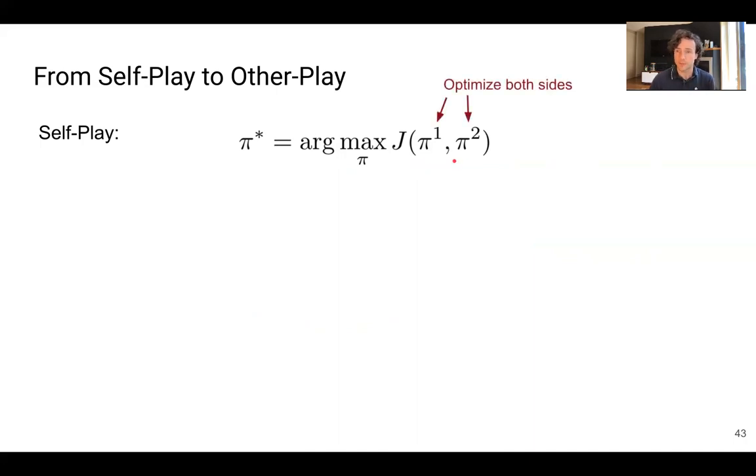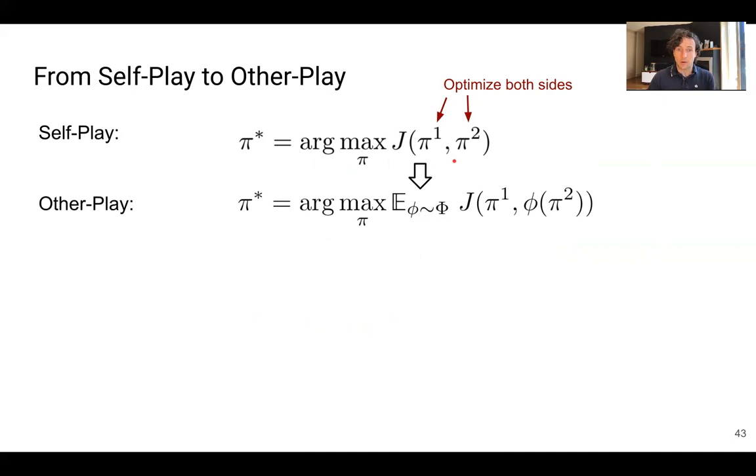I could optimize both sides to do well together and only do well together. I don't care about anything else. In other-play, however, I have a bigger requirement. I'm requiring that if I'm breaking symmetries in one way or another, then I have to be robust to my imaginary twin breaking the symmetries in an arbitrarily different way.